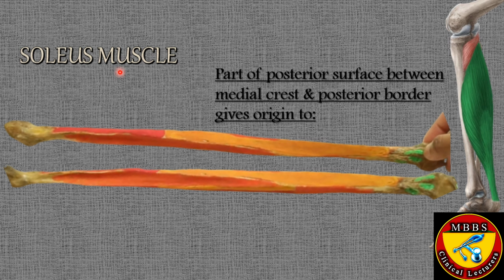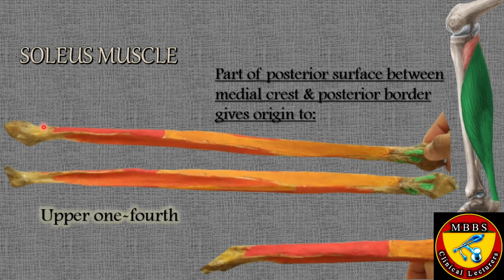Now the soleus muscle takes origin from the upper 1/4. This is the upper 1/4 of the part of the posterior surface between the medial crest and posterior border. So that is the flattened one, and this is the grooved one. So the upper 1/4 of the flattened part, which is between the medial crest and posterior border, gives origin to the soleus muscle.